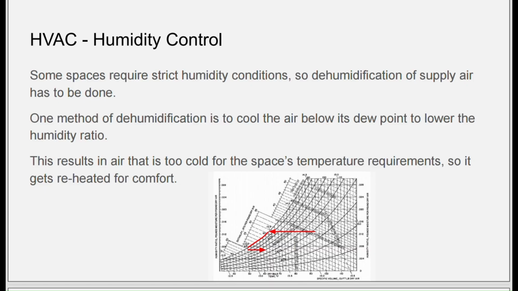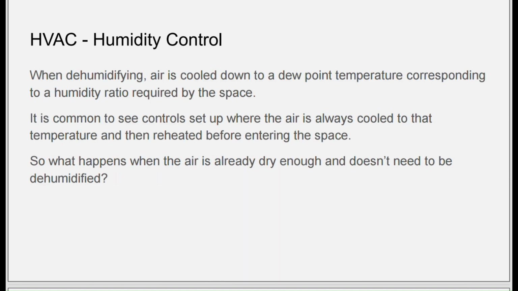So that's a typical way dehumidification is done. Now, what you'll do is if you say, I want my supply air to have some humidity ratio, you can say, okay, that corresponds to some dew point. So if I always cool my air down to this dew point here, or this temperature, which corresponds to a dew point, as long as I'm at that temperature, I'm going to be at the humidity ratio that's required. That's the easiest and laziest way to set the controls up.